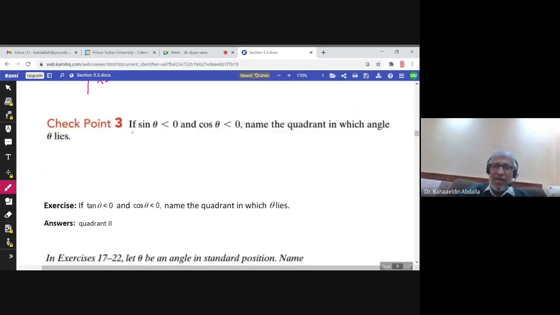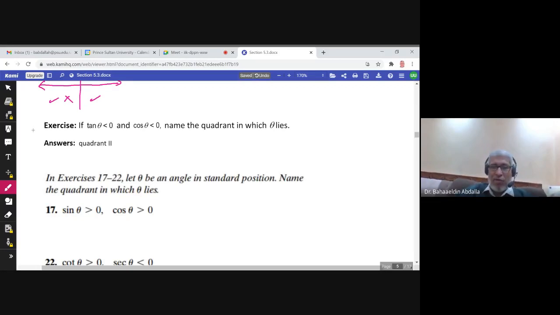Checkpoint 3, sine theta is negative. All right. Sine theta is negative. Sine is negative here and here because y is negative here and here. Cosine is negative here and here. So sine would be negative and cosine would be negative in the third quadrant. Name the quadrant in which the angle theta lies. Theta belongs to quadrant 3. Please solve this exercise, and this is the answer.